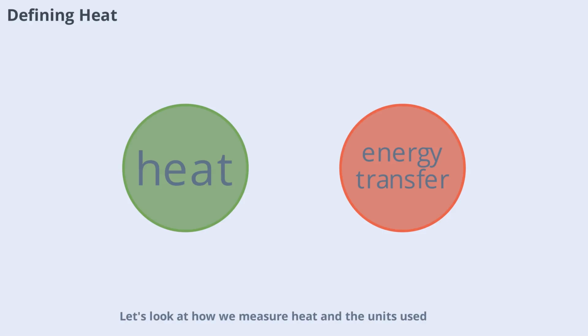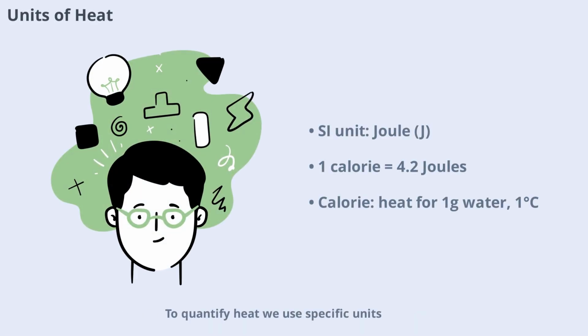Let's look at how we measure heat and the units used. To quantify heat, we use specific units. The SI unit of heat is the joule (J), but another common unit is the calorie. 1 calorie is defined as the amount of heat required to raise the temperature of 1 gram of water by 1 degree C. In terms of conversion, 1 calorie equals 4.2 joules.